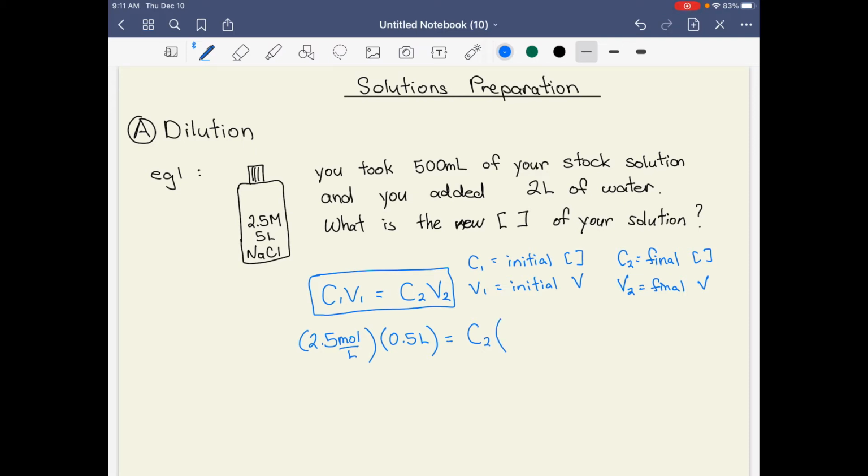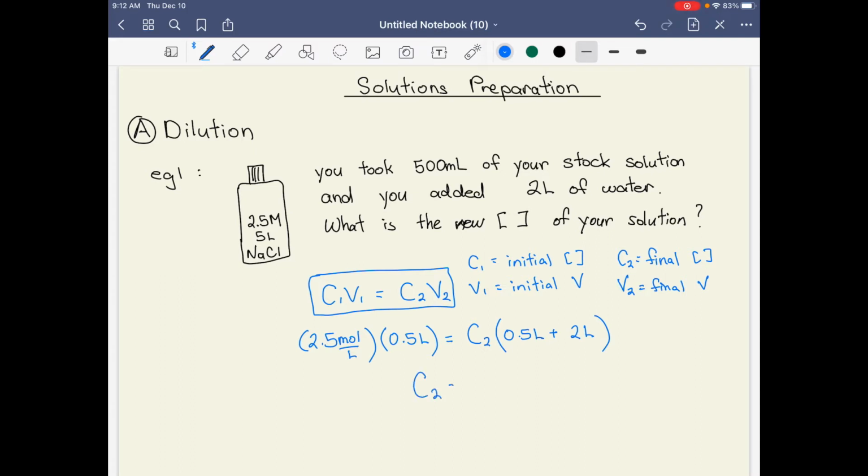Now, as I said, be careful here. This is final volume. It's not how much water you added, because a lot of people, for some reason, would think that this is the amount of water added. No. It's the final volume, which is 0.5 liter. Okay, which is the amount in your stock solution, plus the 2 liters of water. That's your final volume.